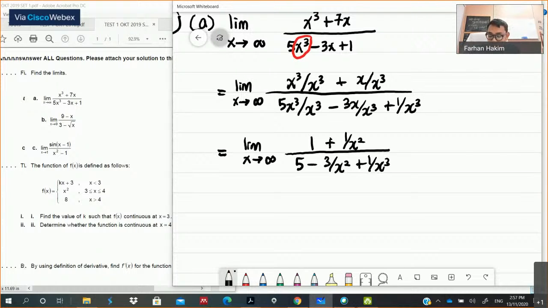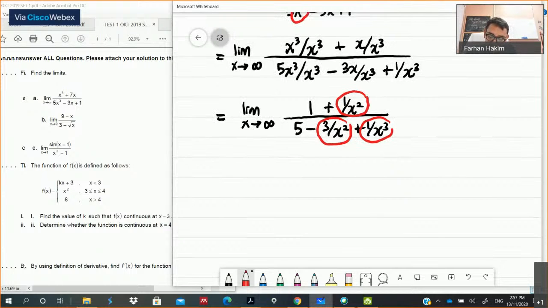All right. Next is to substitute the value of x with infinity. So when we substitute the value of x with infinity, we'll get this part 0, this part 0, and this part 0. So we are just left with the 1 plus 0 over 5 minus 0 plus 0. So our final answer will be 1 over 5. Very easy.